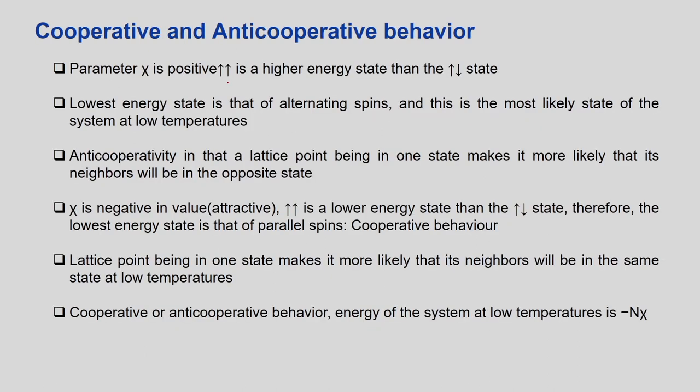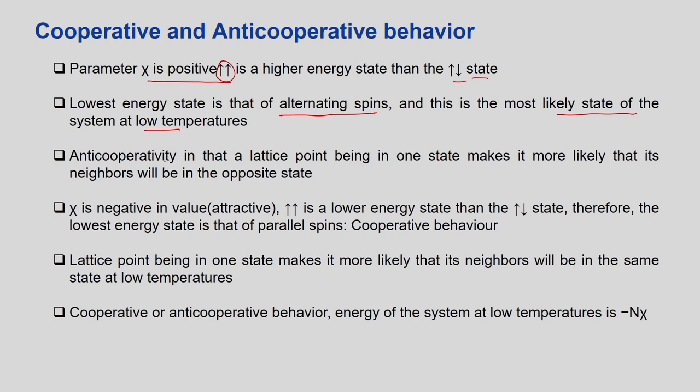So this parameter is positive. When this parameter is positive, it means this particular state has a higher energy than this state. So this state has lower energy. The lowest energy state is that of alternating spins, and this is the most likely state, because a lower energy state is always preferred. So this is the most likely state at low temperature.